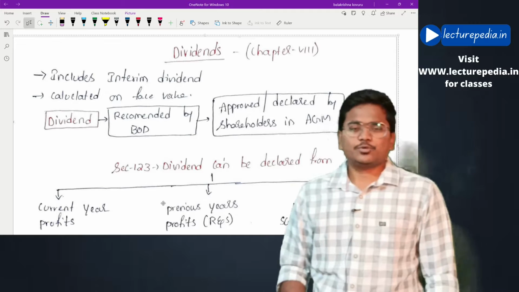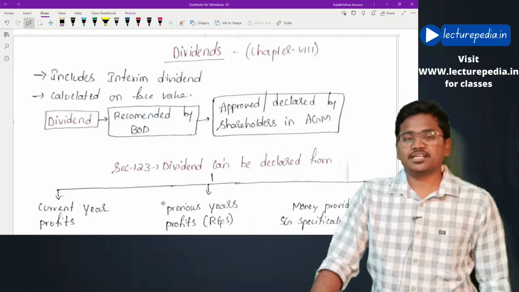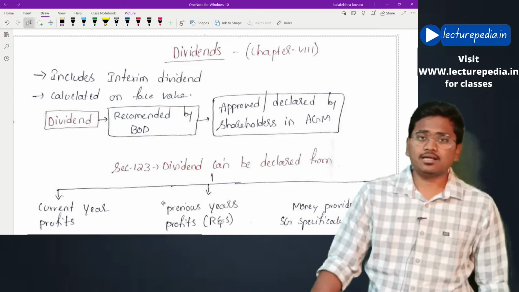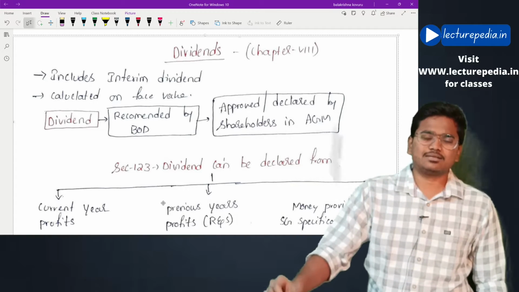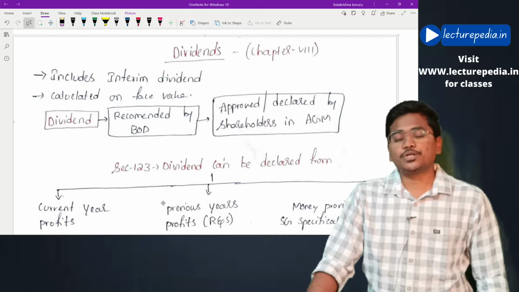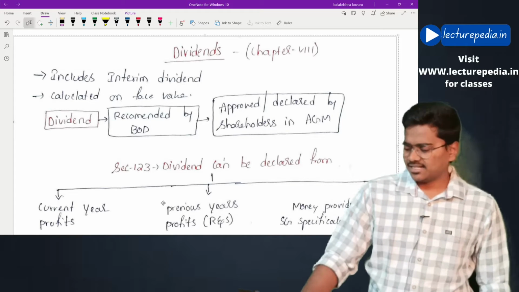In this class, we will be revising the dividends chapter at CMA final level, and this class will be exclusively for the new syllabus. That is the syllabus that is applicable from June 2023 and onward attempts.